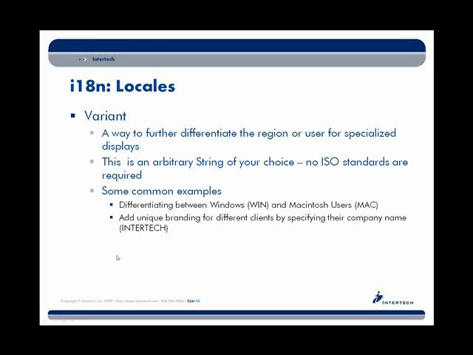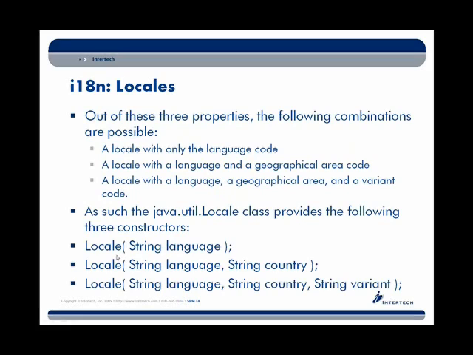So a variant could be a brand that you want to vary. Maybe you have a web application and you have different companies that come in, and you want to not only have the right language displayed for the user, but you want to also have the right branding for that user. Well, you could use a variant to specify what brand they have. A common example that you'll find in textbooks about internationalization is they'll differentiate between a Windows or a Macintosh user using like Win for Windows and Mac for Macintosh. So that's possible as well.